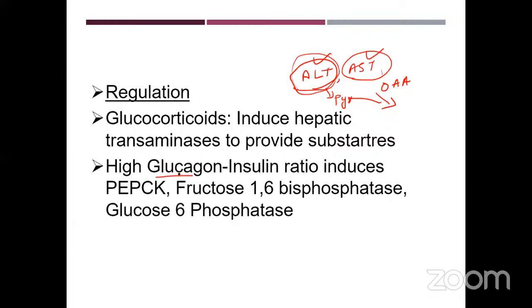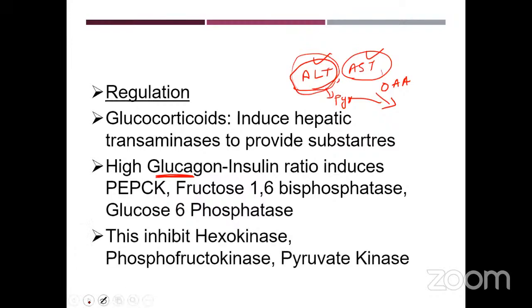Okay. And when there is a high glucagon ratio, it will induce the key enzymes of gluconeogenesis, so that gluconeogenesis is favored. When the key enzymes of gluconeogenesis are favored, the opposite enzymes, which are the key enzymes of glycolysis, will be inhibited. Okay, high glucagon will activate the key enzymes of gluconeogenesis and repress or decrease the key enzymes of glycolysis.